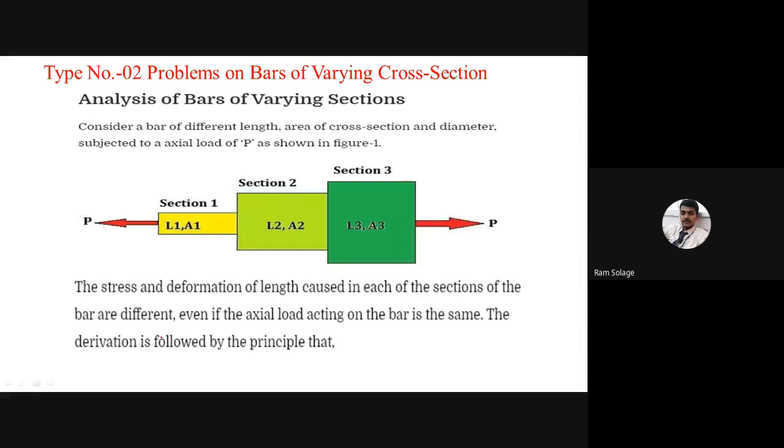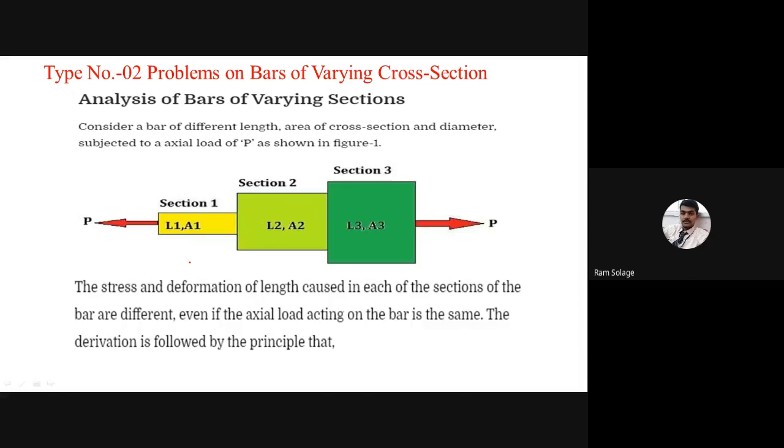Now we have seen how to calculate sigma 1, sigma 2, sigma 3. That is P upon A1, P upon A2, and P upon A3. A1, A2, A3 are the area of each section. Now, how to calculate the strain? What is the basic formula? Strain is equal to stress upon E, or sigma upon E. Already we have calculated the value of sigma 1. We know the value of E. With the help of sigma and E, we can calculate E1, E2, and E3.